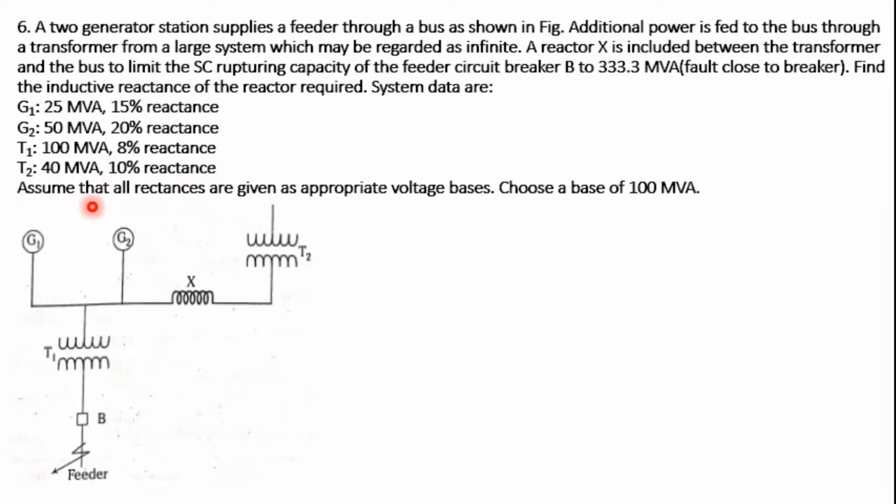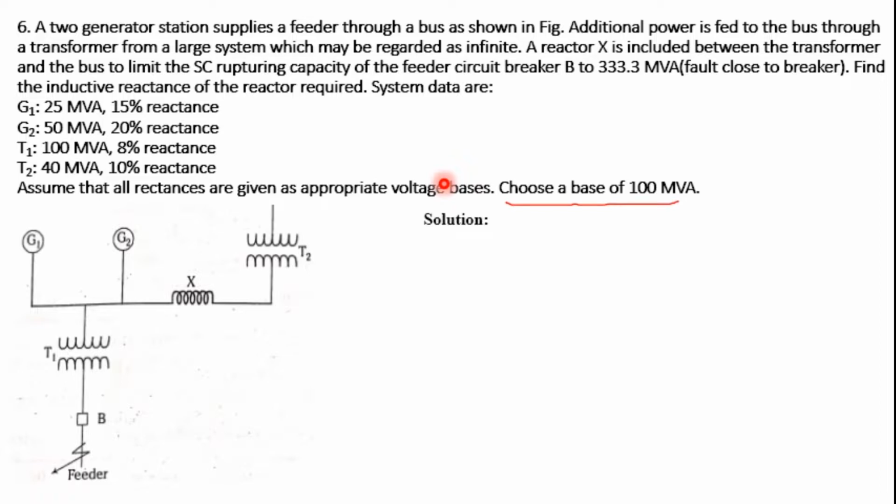So he has given that, assume that all the reactances are given on appropriate voltage basis. Choose a base of 100 MVA. So that's all this. He has given that we have to consider the base of 100 MVA. And we have to note down here, he has not given the value of the voltage across the generator, generator 2 and the transformer. So the equation will remain the same, but we are not going to consider the voltages.